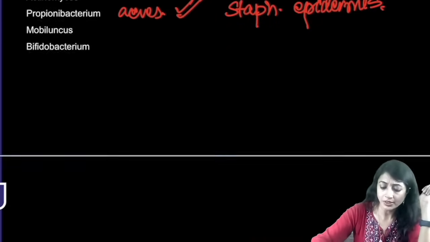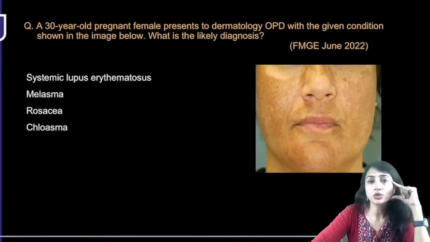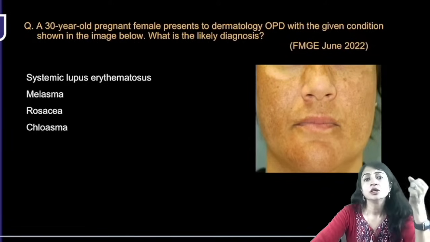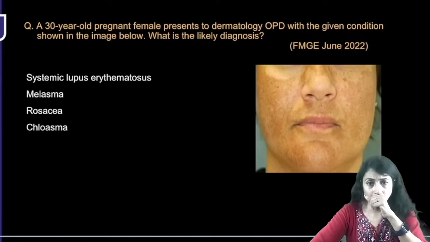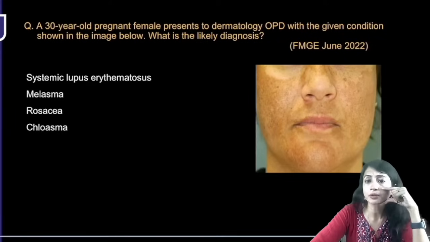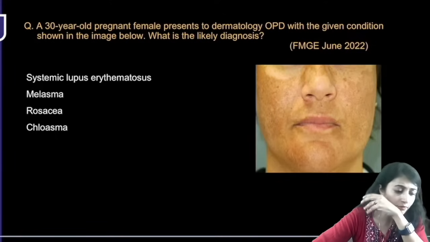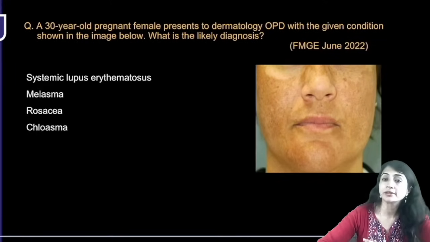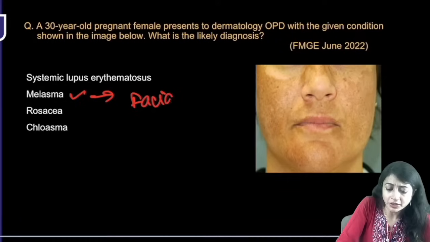Right? Easy question again. Now, a 30-year-old pregnant female presents to the dermatology OPD with the given condition. What is the likely diagnosis? So, I have a pregnant female who's presenting to me with this image where I am seeing hyperpigmented macules which are present on the cheeks, on the chin, on the nose, on the upper lip. Again, very, very classical. Absolutely right, all of you. Yes, this is melasma, which is a type of facial melanosis.